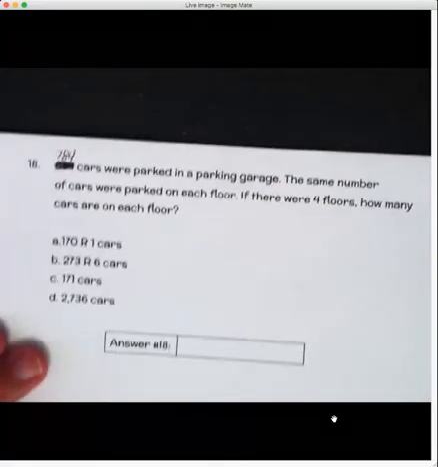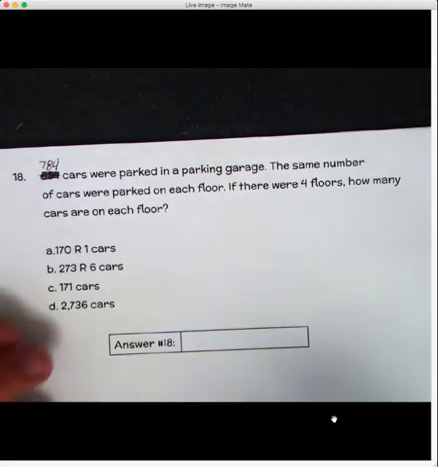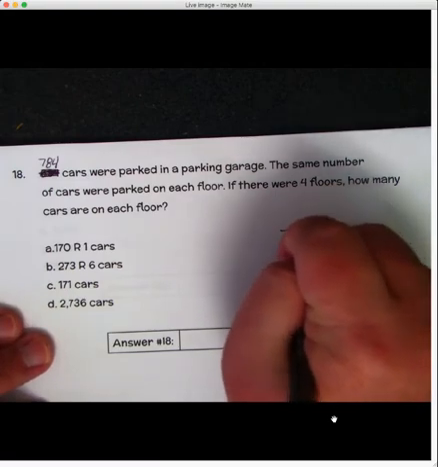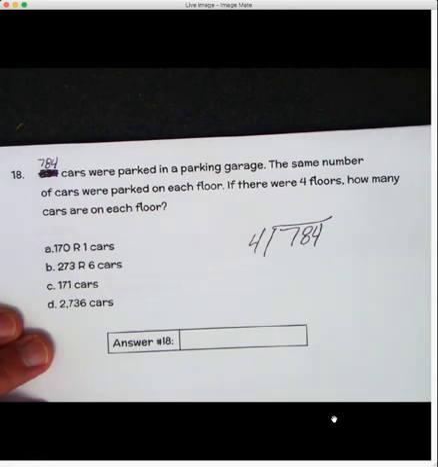Number 18. 784 cars were parked in a parking garage. The same number of cars were parked on each floor. If there were 4 floors, how many cars are on each floor? Well, it's a division problem. 784 cars divided by the 4 floors. Okay? Daddy, mama, sister, brother.